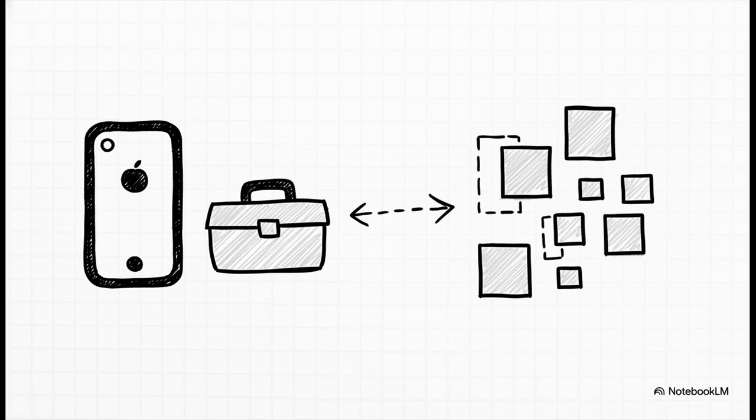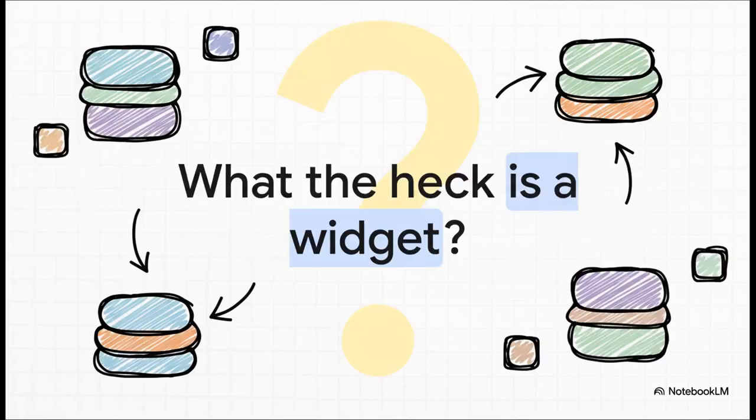But before we get to the real master-level trick, we've got to understand the basic building blocks first. And that brings us to the big question, one that I think a lot of people are quietly asking. You hear the term thrown around all the time, right? But what exactly is a widget, and how is it any different from just a regular old app icon?